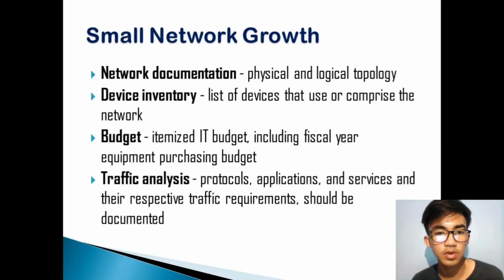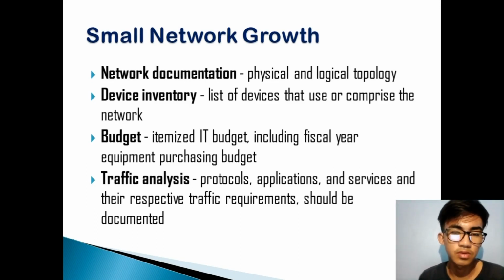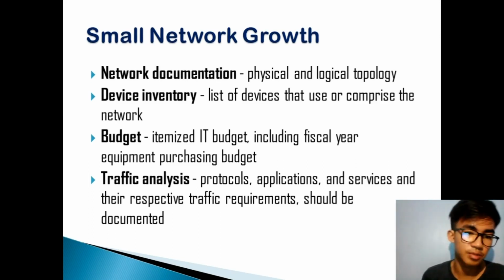Small network growth. So, network documentation: the physical and logical topology. Device inventory: a list of devices that use or comprise the network. Budget: itemize the IT budget, including fiscal year equipment purchasing budget. Traffic analysis: protocols, applications, and services, and their respective traffic requirements should be determined. So this is the growth. In order for a small network to grow, it needs network documentation: the physical and logical topology, the device inventory, the budget, and the traffic analysis.